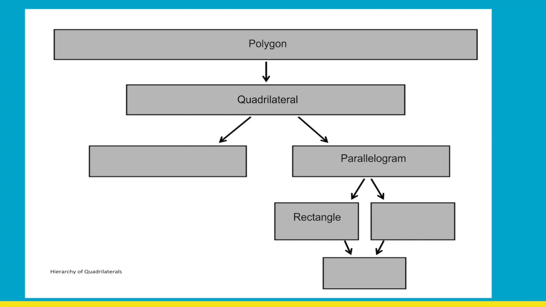Okay, so let's look back at our hierarchy again. What's going to go next? This shape will have the attributes of a polygon and a quadrilateral and a parallelogram, but then look at these arrows here.